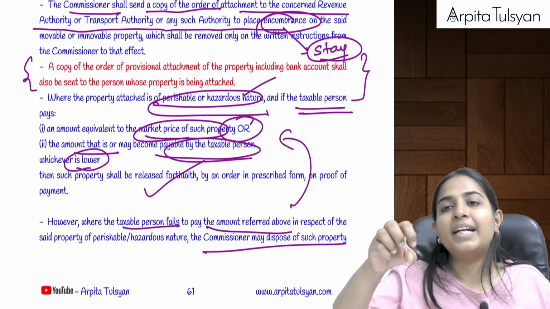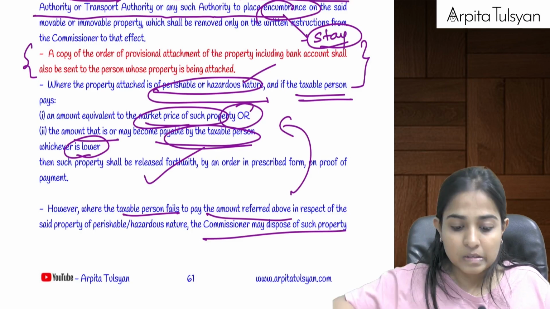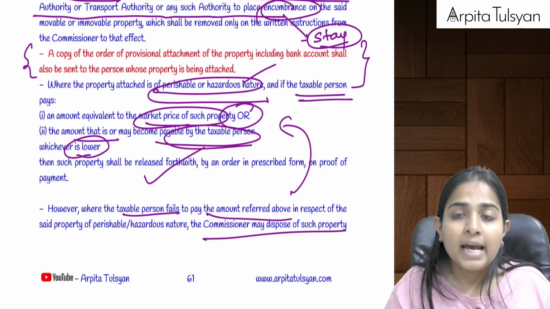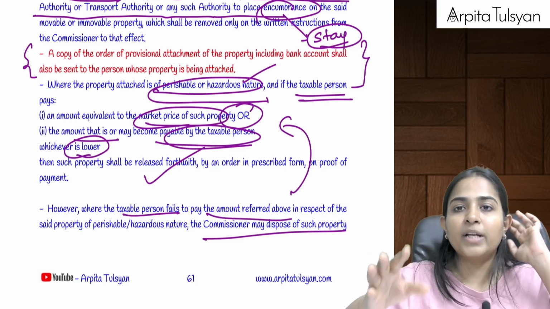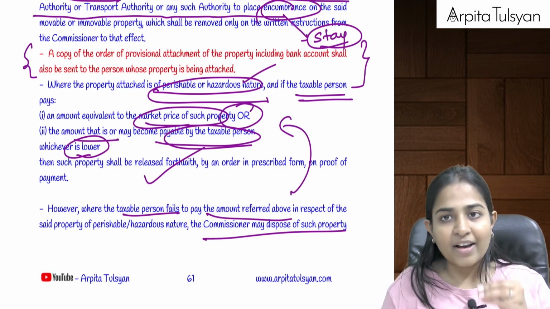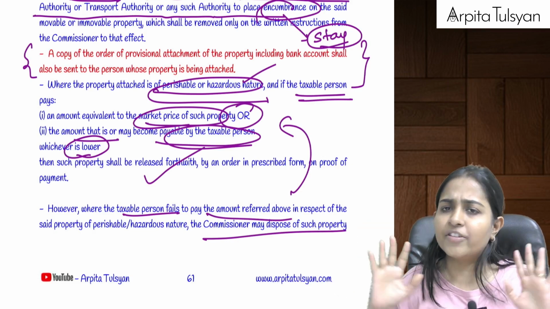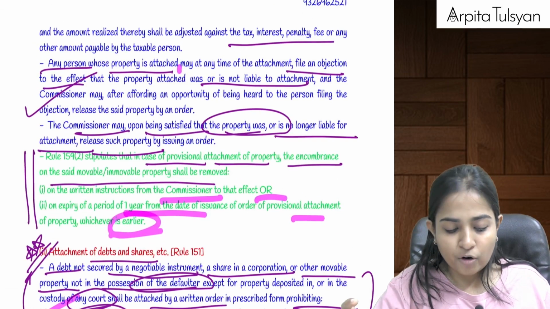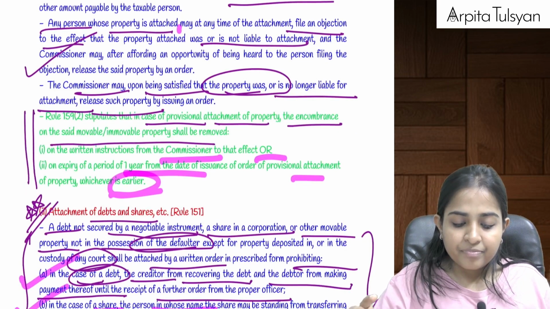If we have attached such a property which is hazardous, or if we have attached any goods which are hazardous or perishable, then in that case we will give an option to the taxpayer. If you want your perishable goods, then please pay us the market value of these goods or pay the tax amount, whichever is lower. Please pay us this and we will release your property from provisional attachment. Are you clear with this?